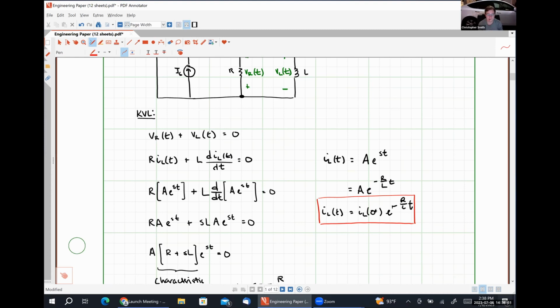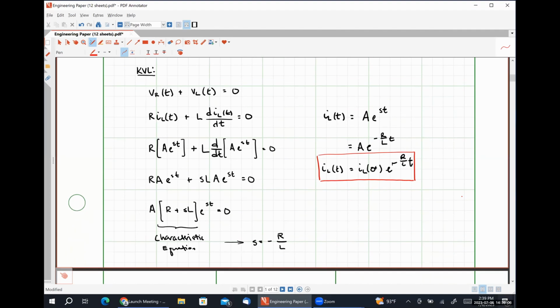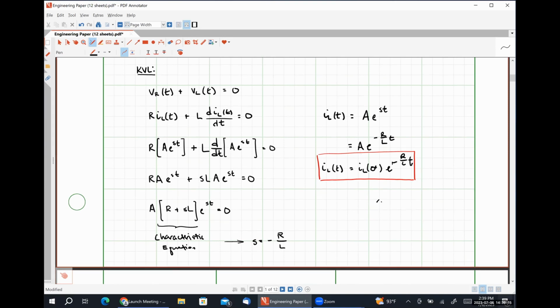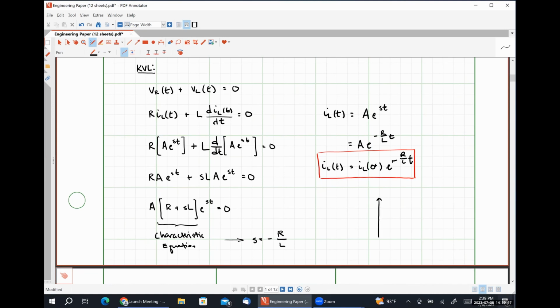Mathematically describe how the inductor current behaves here. Let me do two things. First, I want to draw a picture because of something that you just said, Christopher. You're 100% correct. We have effectively a piecewise function, right?